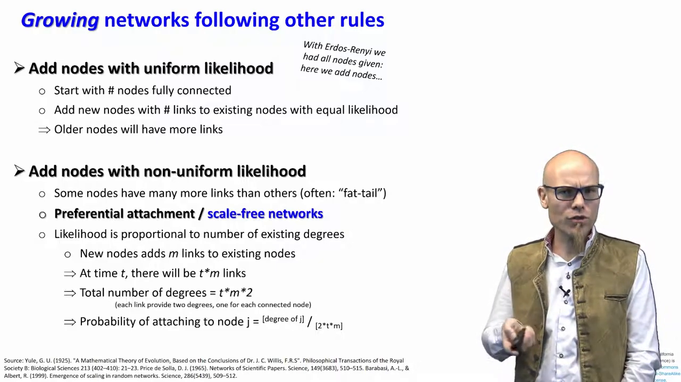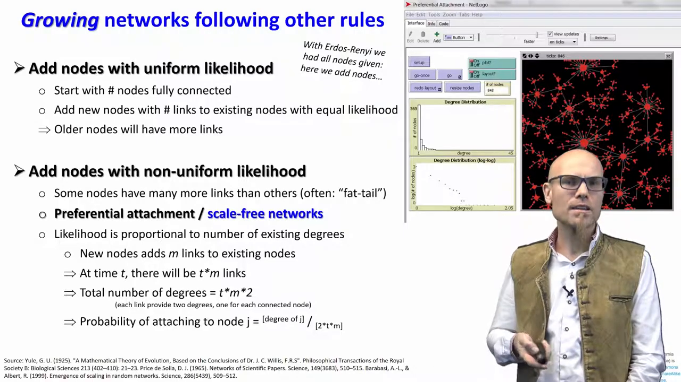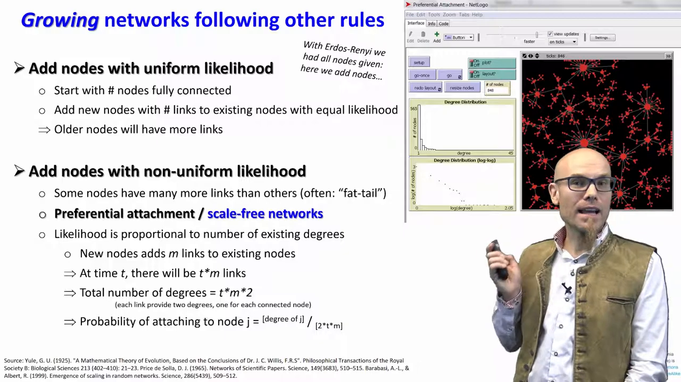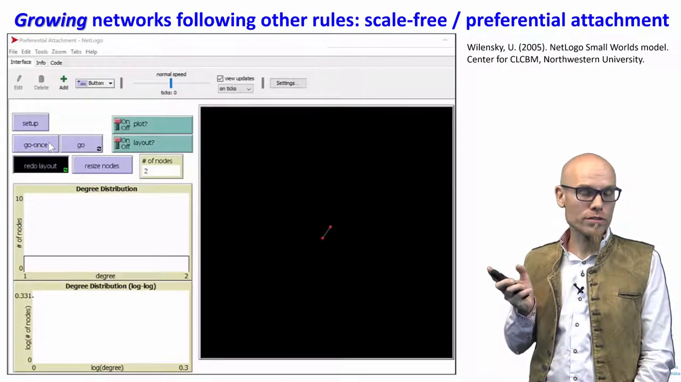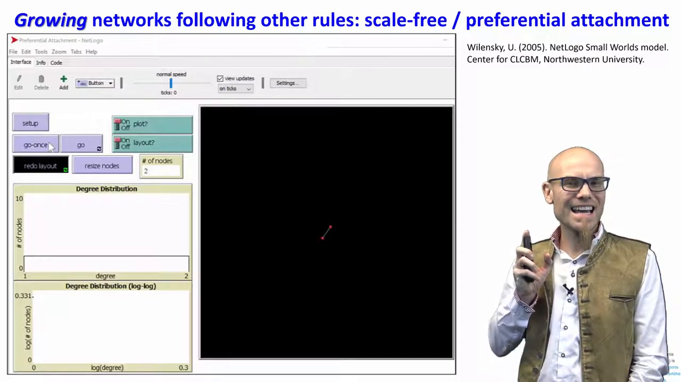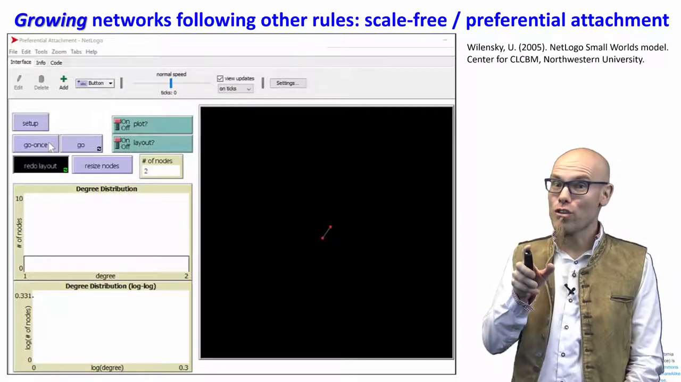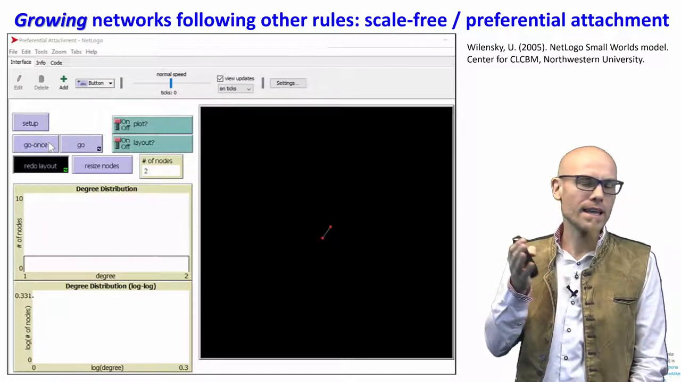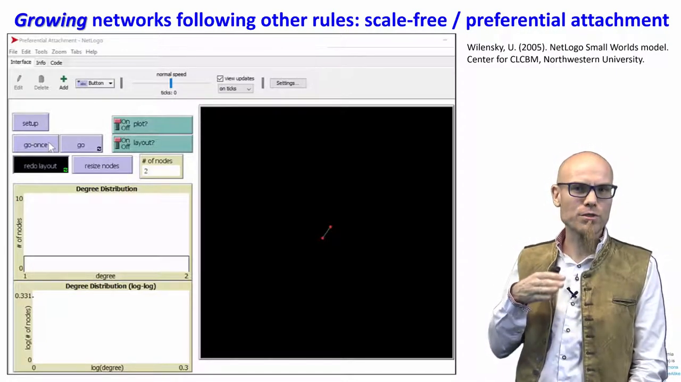All right, so let's grow some scale-free preferential attachment networks. I start here with two nodes. So there are only two nodes, and preferential attachment says that the likelihood that a new node comes in and connects, we say now the connection is one, the new node comes with one link.